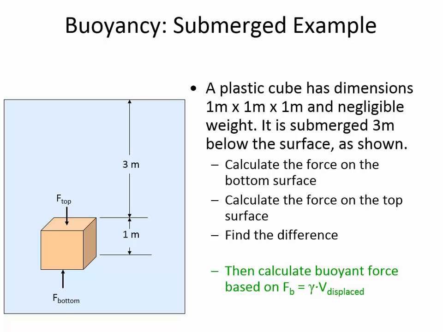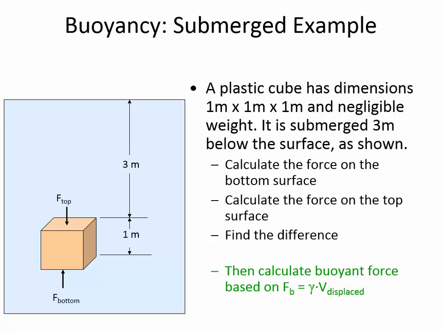Okay, and we'll find the force on the bottom by the pressure at the depth of 4 meters, because the bottom of that cube is 4 meters below the surface, times the area. So it's 4 meters of depth times 9810 newtons per meter cubed, and it has an area of 1 square meter. And so that is 39,240 newtons.